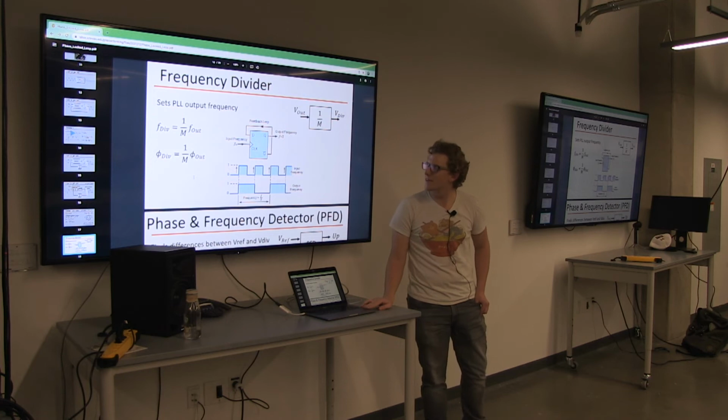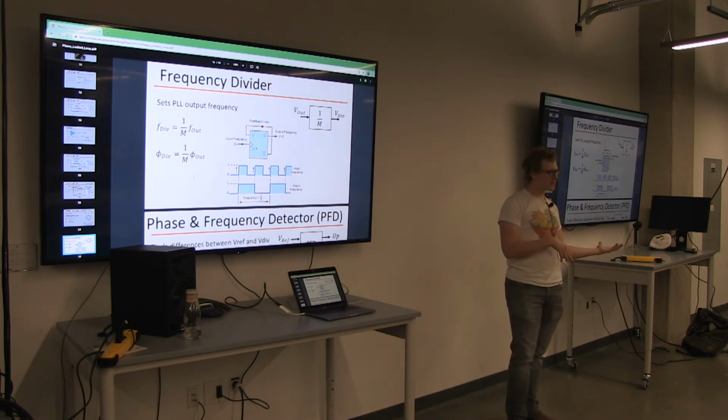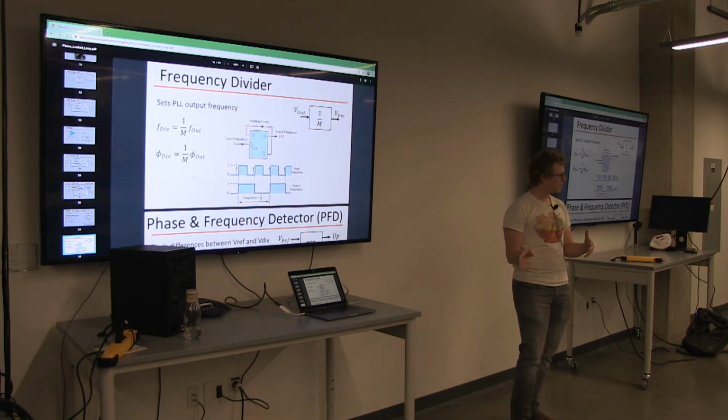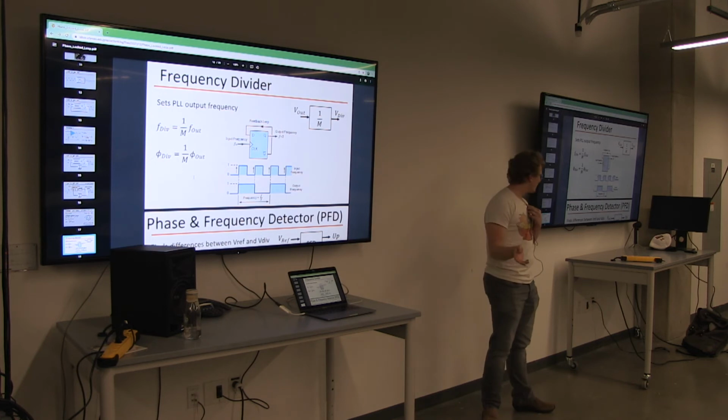All right, how about the divider, right? How do you get an electronic that takes an input clock and makes an output clock just slower, right? So it turns out, y'all have done this a lot. This is a flip-flop.